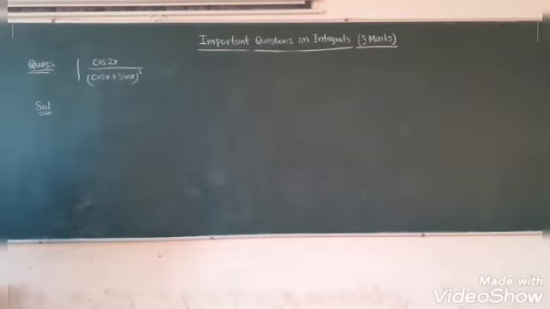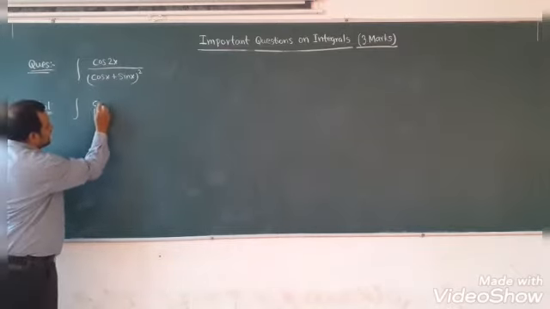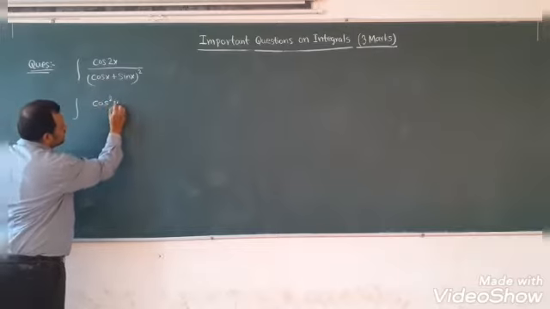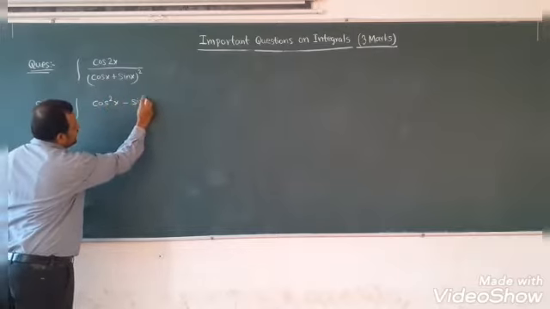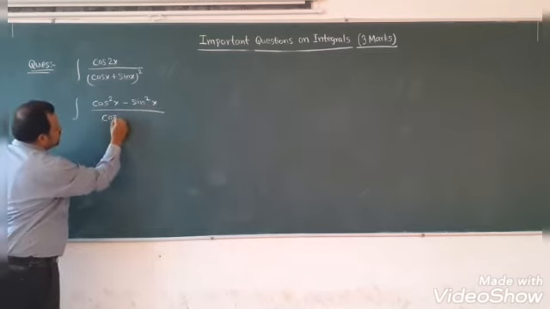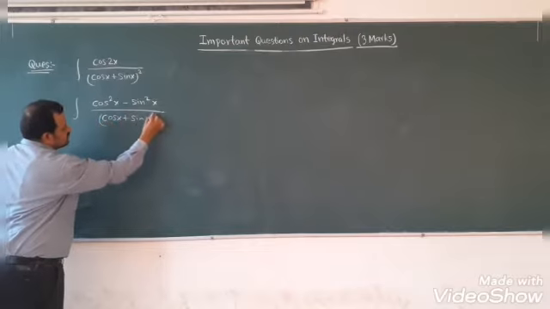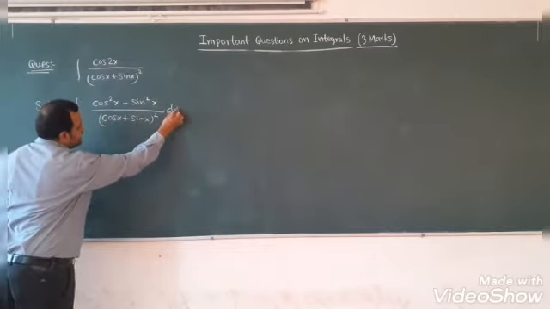Look here. So this cos 2x, what is the formula of cos 2x? Cos 2x we can write as cos square x minus sin square x, divided by (cos x plus sin x) square, dx.